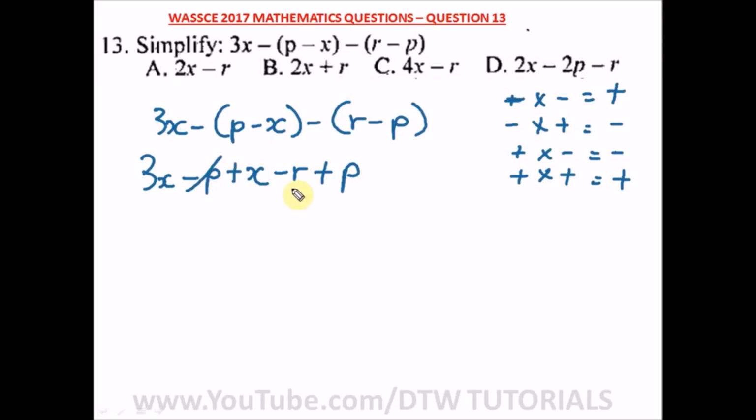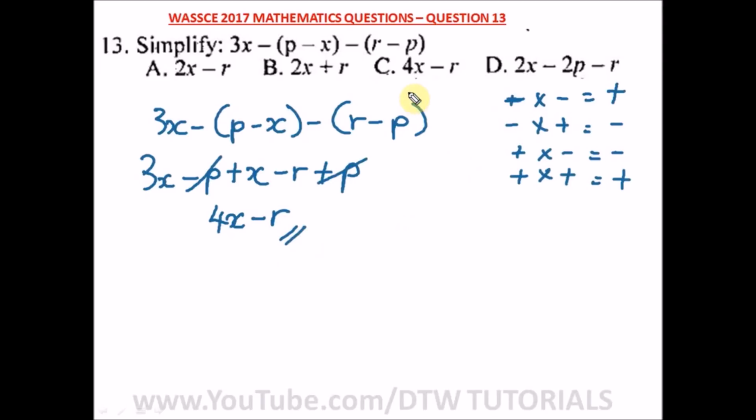So from here, minus p will cancel plus p, because minus 1 plus 1 is 0. So what we're left with is 3x plus x. This will give us 4x. All right, and we have 4x, and we are left with minus r. That's minus r.